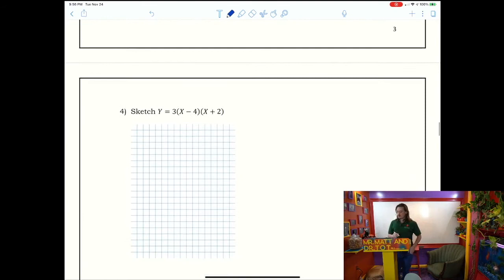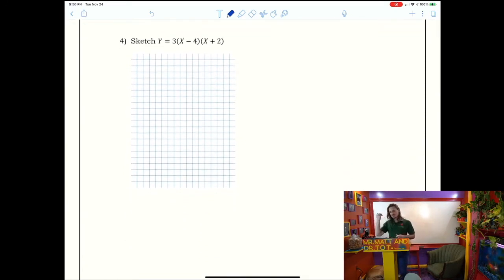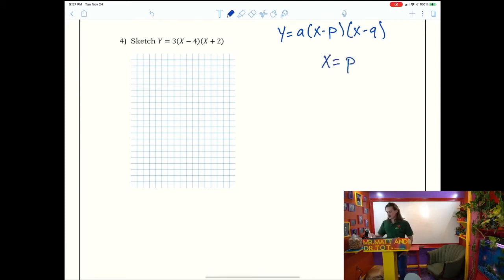Now let's look at number 4. This is an intercept form. So intercept form is y is equal to a times x minus p times x minus q, where the intercepts, meaning where the parabola crosses the x-axis, occur at x is equal to p and q. So take a few moments and try your best at number 4, and then watch the solution.